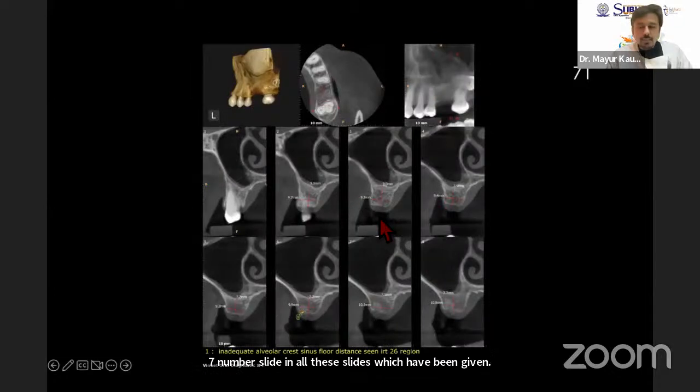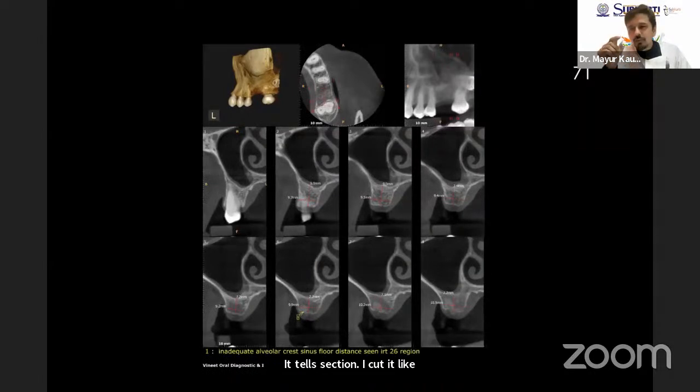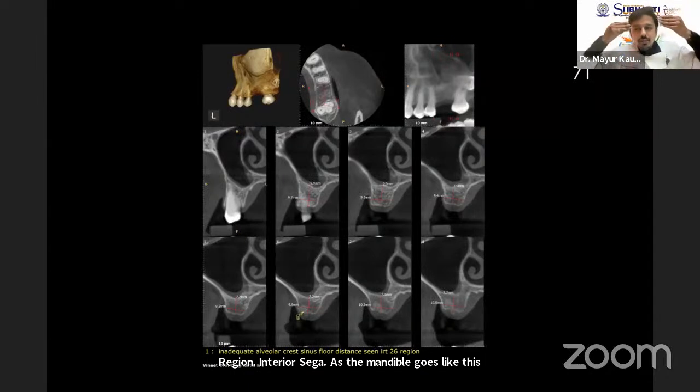So these slides are which section? If it is an anterior tooth and I wish to know the bone thickness, it would be called a sagittal section. I cut it like this. I'll be able to know the width of bone in the anterior region. Anterior sagittal. As the mandible curves like this, if I have to know the width in the molar region, my section will change to coronal. So posterior, if I want to know the width, it would be called a coronal section.